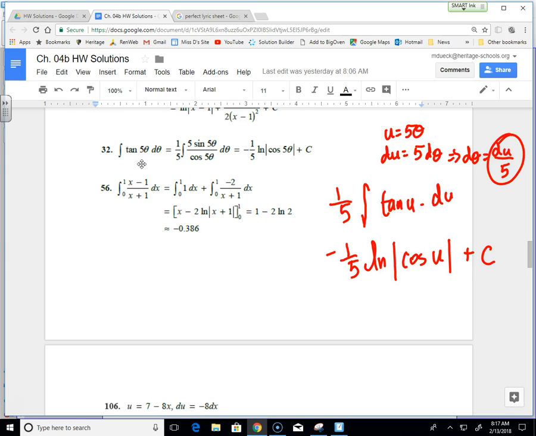Yeah. But it's a forever card. The integral of tangent is negative ln of cosine of u. The 1/5 had to stay, and now it's time to plug in. Does that make sense, Nathan? Yeah.